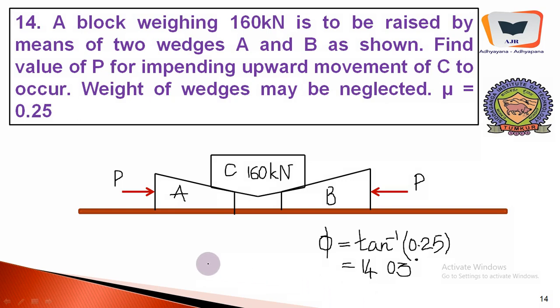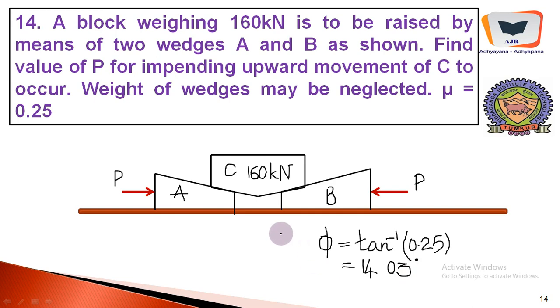Right, we will go to question number 14. Another example. A block weighing 160 kilonewton is to be raised by means of 2 wedges, one here, one there, as shown. Find the value of P for impending upward movement of block C to occur. Weight of the wedges may be neglected, mu equal to 0.25. So immediately we will calculate the angle of friction making use of this coefficient of friction. It happens to be 14.03.